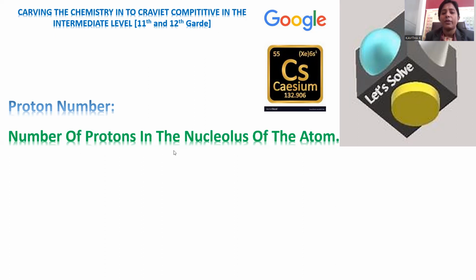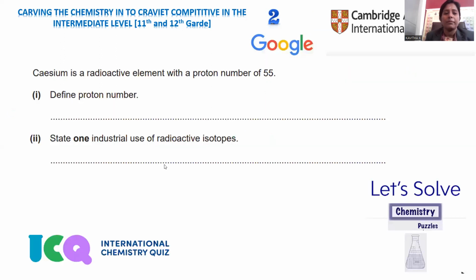The definition is provided. How many protons are there in the given element in the central nucleus, as a set of protons, so it is called its proton number. For cesium, you can find 55 protons in the central nucleus. A set of 55 protons will be there, so we can say its proton number will be 55. Okay, how many protons are there in the nucleus of the atom is called its proton number. And move on to question number 2.